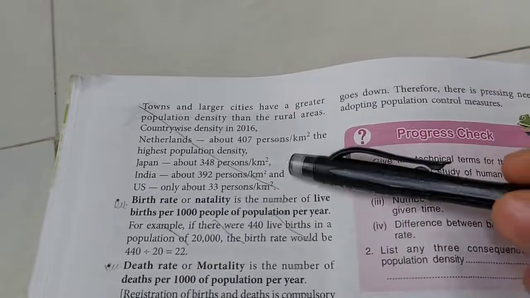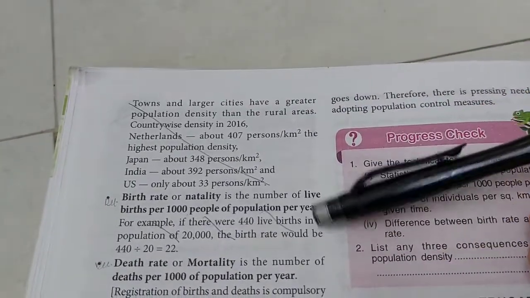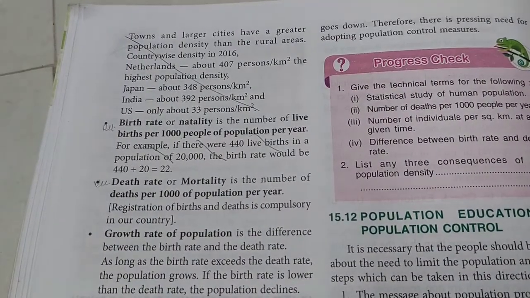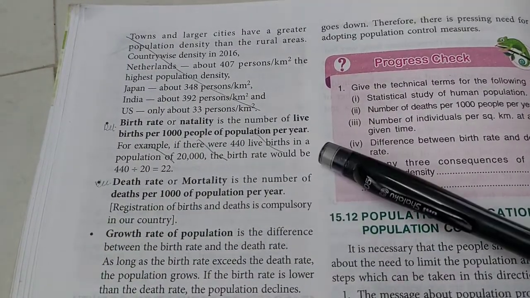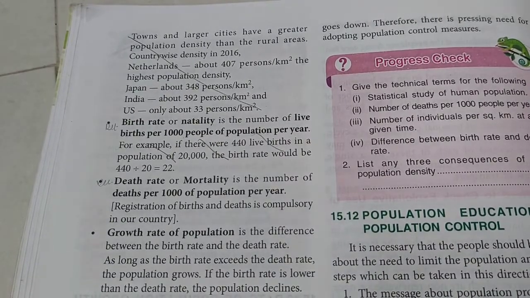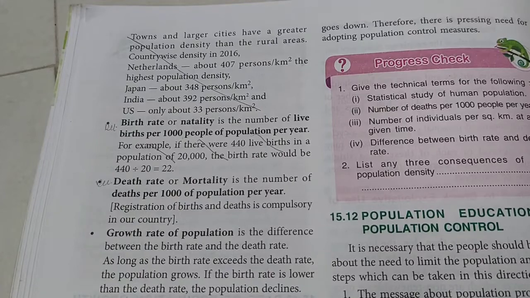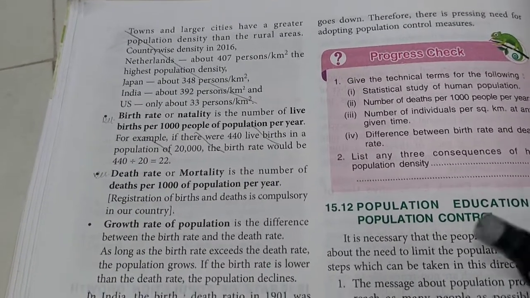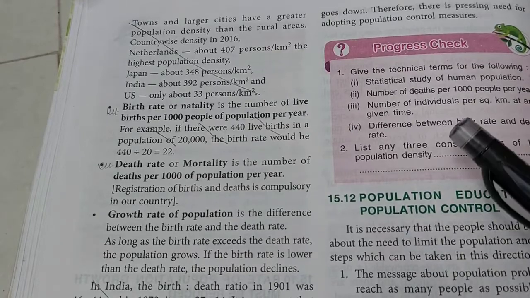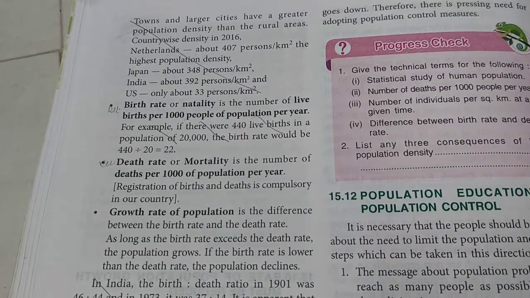Mark the definition of natality or birth rate and even mortality or death rate. The growth rate is the difference between the birth rate and the death rate. If the growth rate becomes negative, then the population of the country declines, which is bad because then human resources become scarce. The ideal growth rate is 2.1.